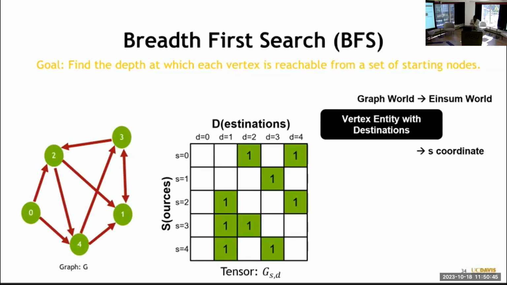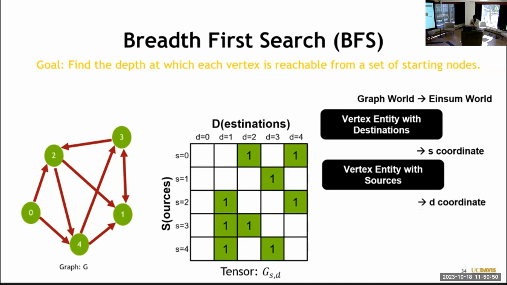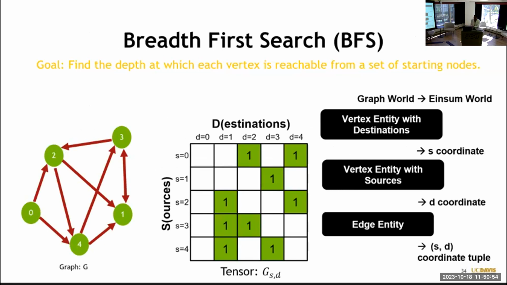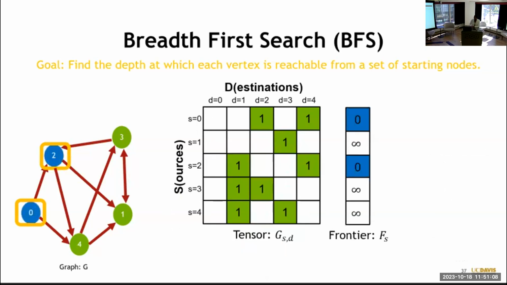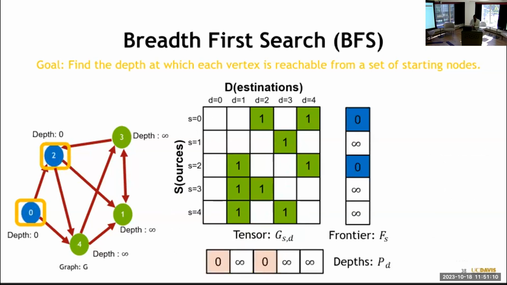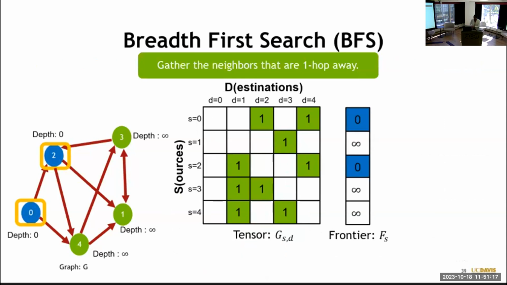Without even looking at the tensor values, we can already start mapping things to the graph world. The S coordinates map to vertex entities that have destinations. The D coordinates map to vertex entities that have sources. And the SD coordinate tuples map to edge entities. Breadth first search also has a frontier, which initially contains our starting set of vertices, in this case 0 and 2. And we can represent this by this 1D vector in the Einsum world. And then it also records the depths of each of the nodes and whether or not they've been visited yet.